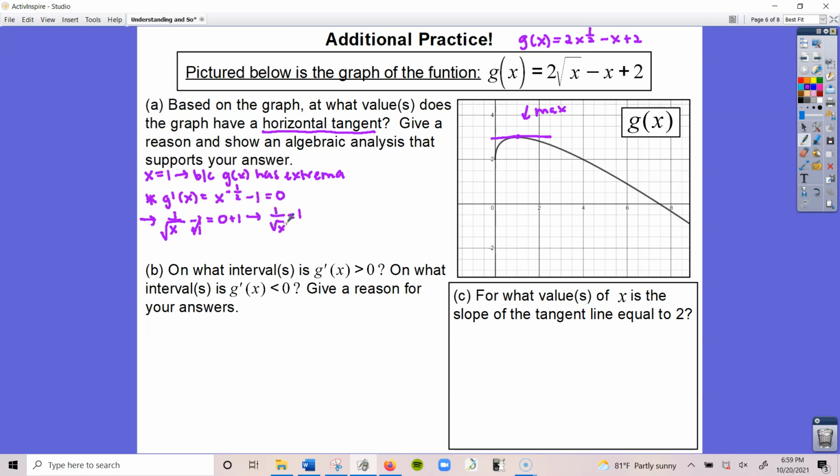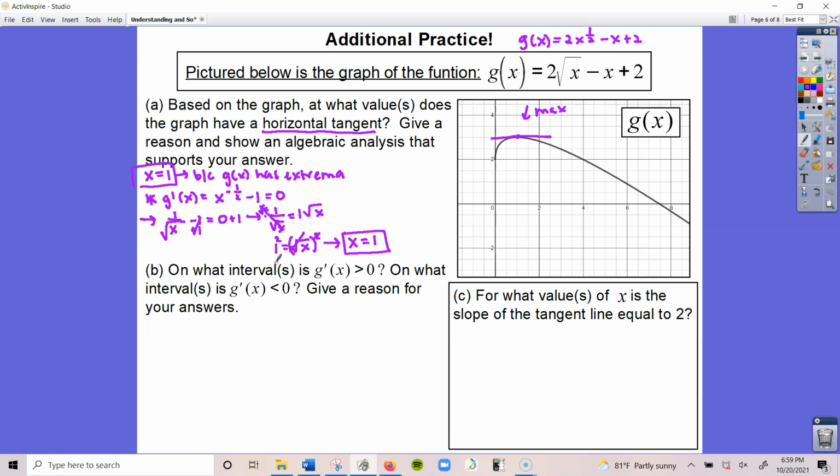Now I can't solve for x while x is in the denominator, so I'm going to multiply the square root of x to both sides. So that way I can cancel it out here, and now it's no longer in a denominator. So I have 1 is equal to 1 square root x, which is just square root x. And to solve for x, I would square both sides. And so the square root cancels with the exponent, so x is equal to 1 squared, which is 1, which is what I got over here by using the graph.